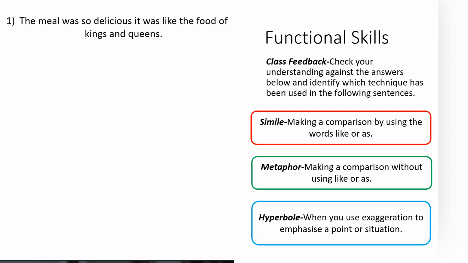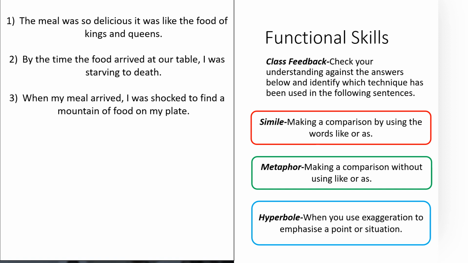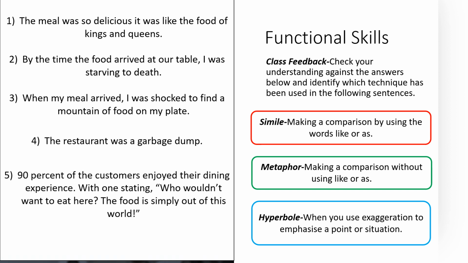So for our first one then, the meal was so delicious it was like the food of kings and queens. Number 2, by the time the food arrived at our table, I was starving to death. Number 3, when my meal arrived, I was shocked to find a mountain of food on my plate. Number 4, the restaurant was a garbage dump. And number 5, last one, 90% of the customers enjoyed their dining experience, with one stating, "Who wouldn't want to eat here? The food is simply out of this world."